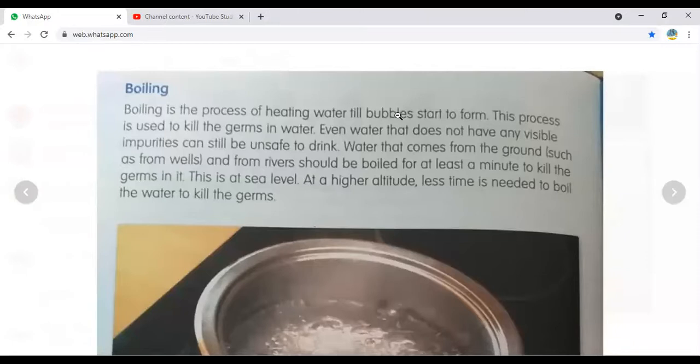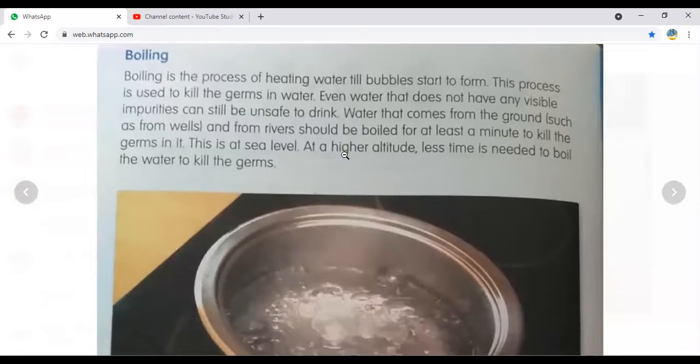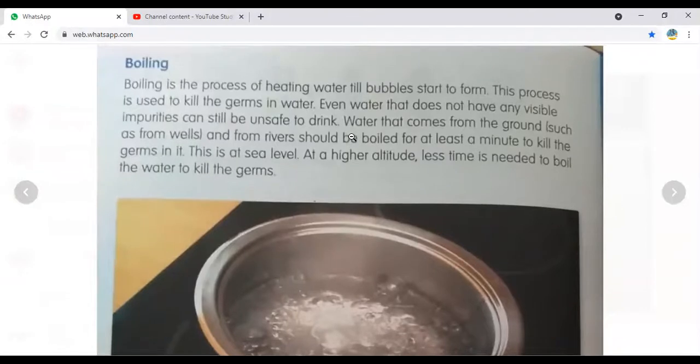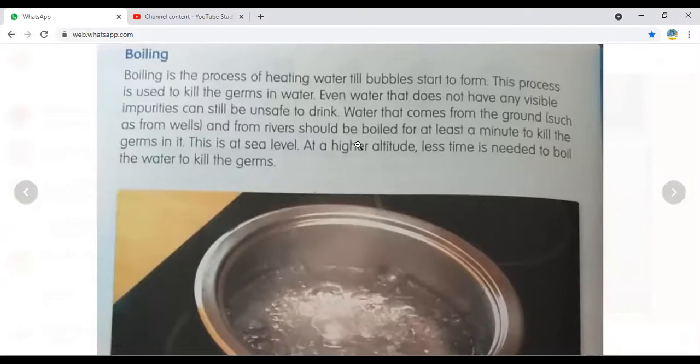But can it still be unsafe to drink, if the impurities are invisible? Once again, the point I am revising: even water that has no visible impurity can be unsafe to drink. Water that comes from the ground, such as from wells and rivers, should be boiled for at least some minutes to kill the germs.